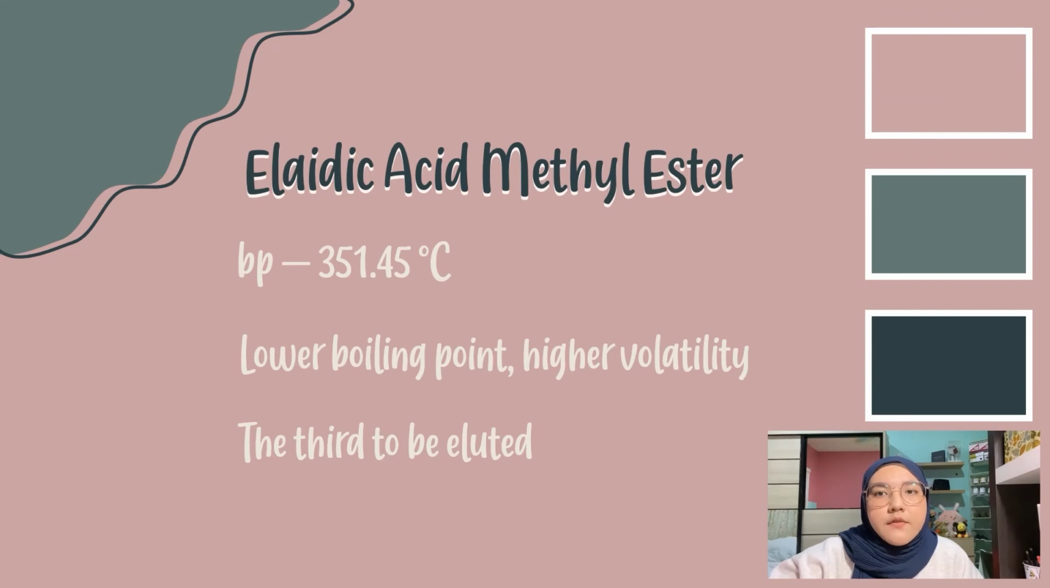However, both of them have different boiling point. Allylic acid methyl ester has a boiling point of 351.45 degrees Celsius, which is lower than oleic acid methyl ester. The lower the boiling point of a fatty acid methyl ester, the higher the volatility of it, and thus, this making allylic acid methyl ester the third to be eluted based on the lower boiling point.